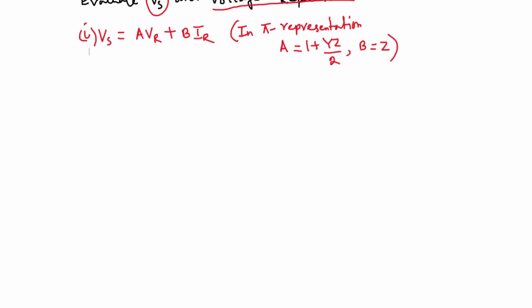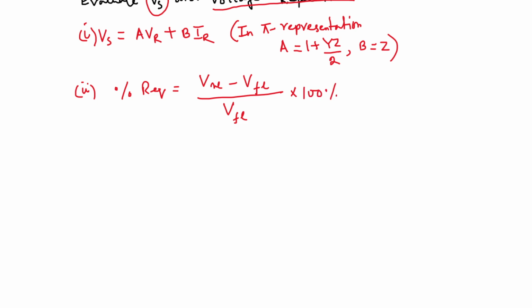Number two, what is the regulation formula? It is actually the percentage regulation is equal to no load voltage minus full load voltage by full load voltage into 100%. Now in medium transmission line, VFL is equal to VR, that is all right.